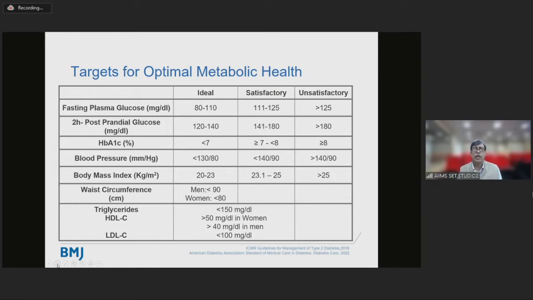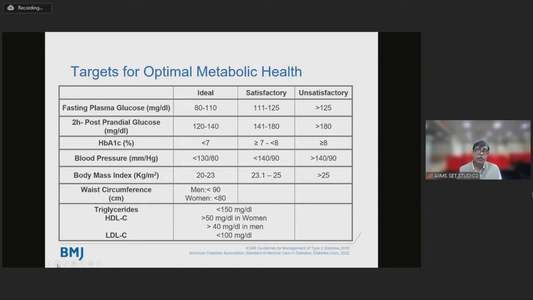Your blood pressure target is less than 130 by 80. Anything exceeding 140/90 is not good news. BMI target of between 20 and 23. And if you're more than 25 by South Asian cut points, it is obesity, and therefore you mustn't have that. And a waist circumference of less than 90 centimeters in men and 80 centimeters in women. Triglycerides of less than 150 and an LDL of less than 100.